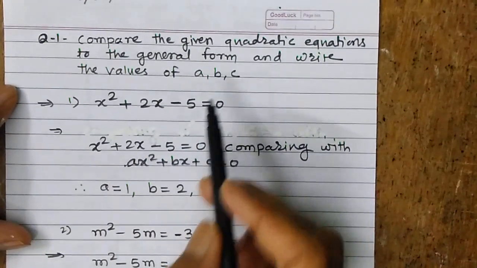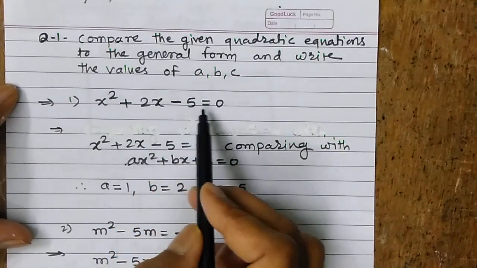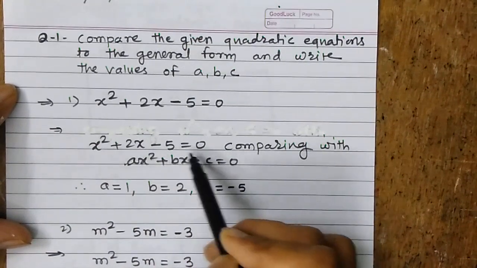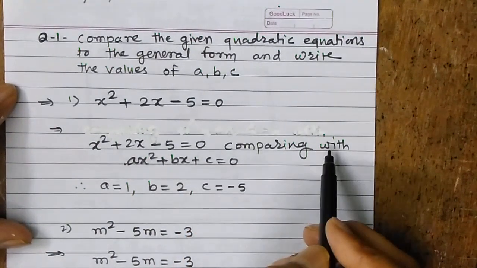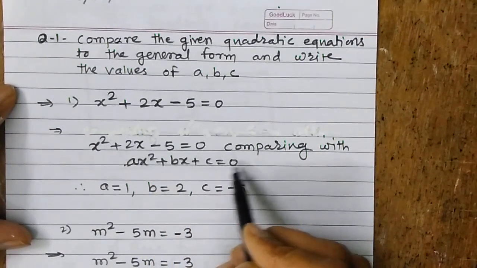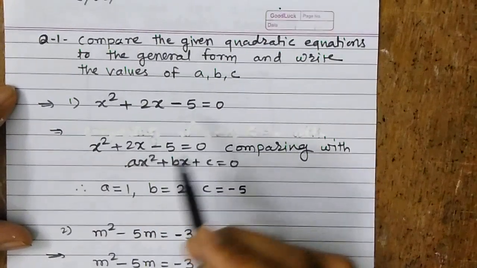In the first question, this is the quadratic equation x square plus 2x minus 5 is equal to 0. First of all, write it down as it is. Compare this equation with ax square plus bx plus c is equal to 0. That means the standard form. Now compare these two equations.